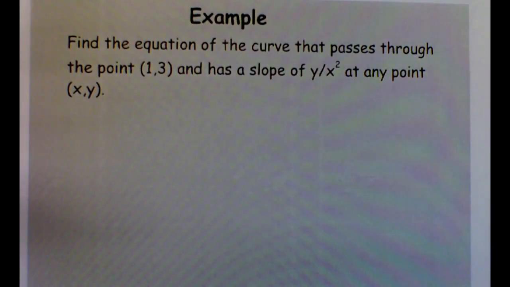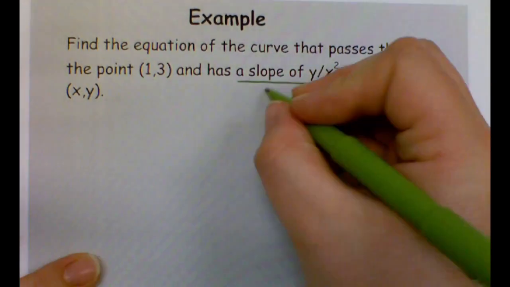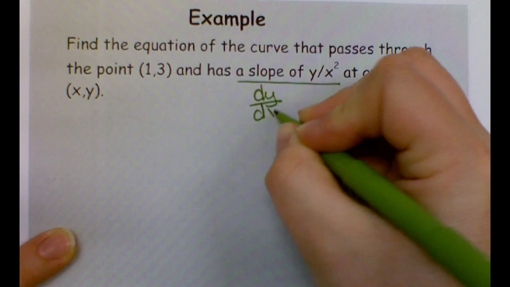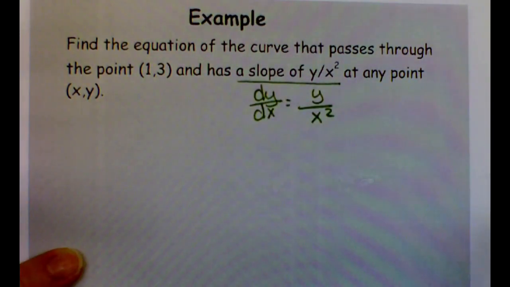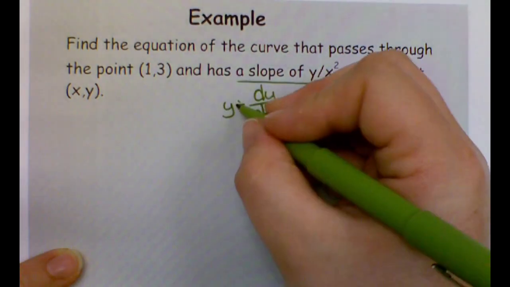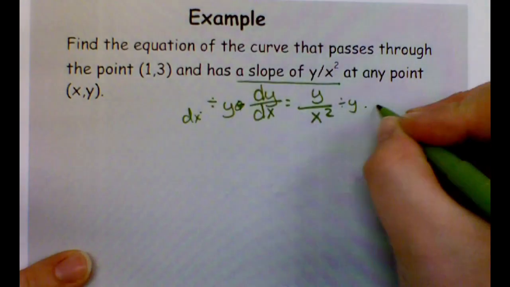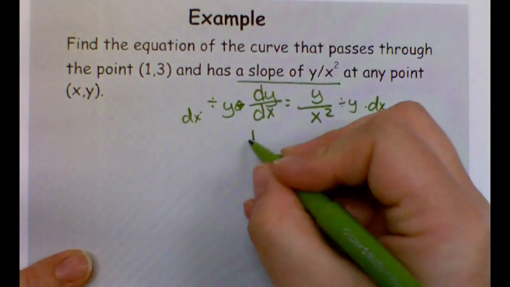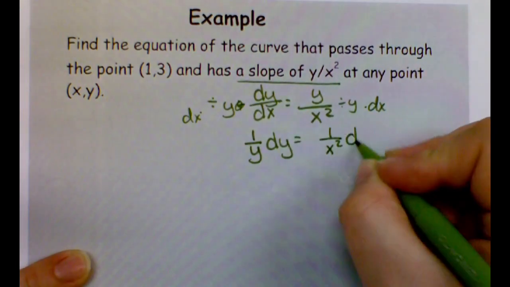There we go. Now we want the equation of the curve that passes through the point (1, 3) and has a slope of y over x squared at any point (x, y). If it tells you it has a slope, that's your dy/dx. And to find the antiderivative, we want to divide by y, and then multiply that dx over. So I have 1 over y dy equals 1 over x squared dx.